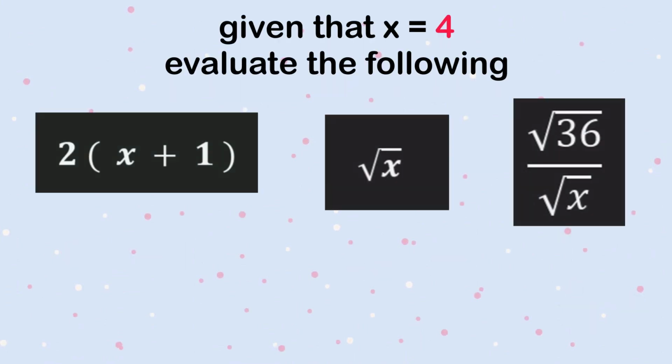In these expressions, x is 4. In the first one, according to Bodmas, we start with the brackets. So 4 plus 1 gives us 5, then we multiply that by 2, which gives us a final answer of 10.